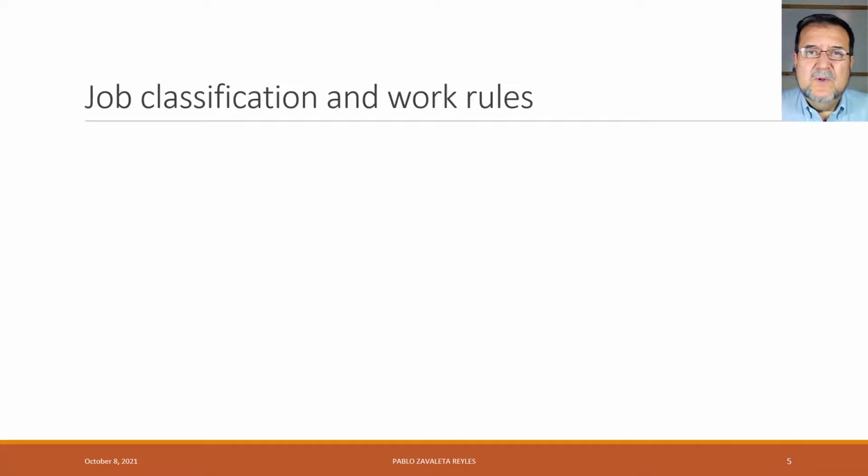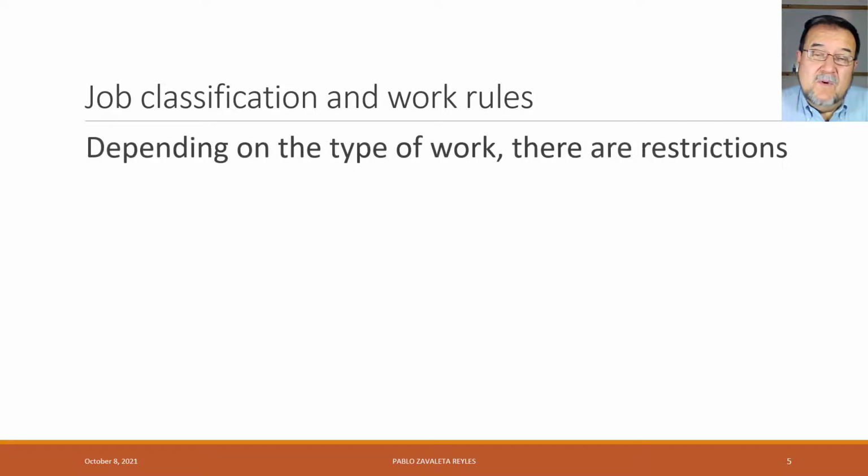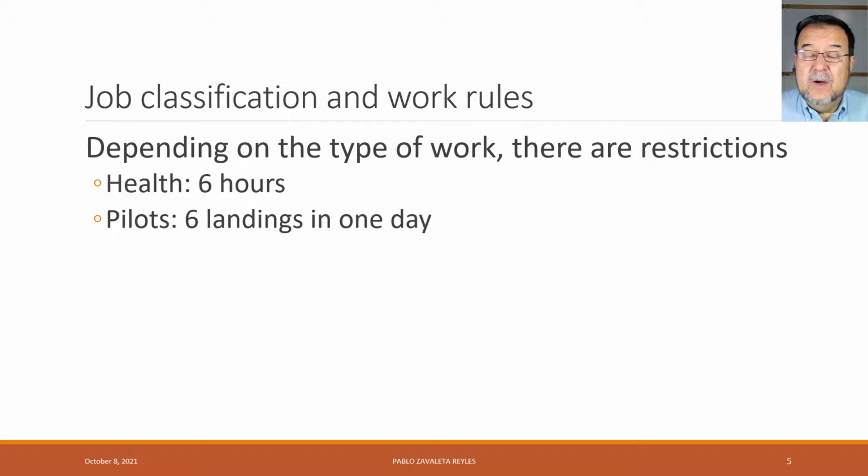But also, we must recall the job classification and work rules that are applicable to each and any profession that we're working with. For example, depending on the type of work, in the case of health industry, doctors, nurses, whatever, they can only work 6 hours at a time. Why? Because they are working in an unhealthy environment, full of ill people. In the case of pilots, for example, airline pilots, they can only have 6 landings in one day. The stress that each landing brings to a pilot accumulates, and by the end of the sixth landing, the norm is to get them out of the production line.